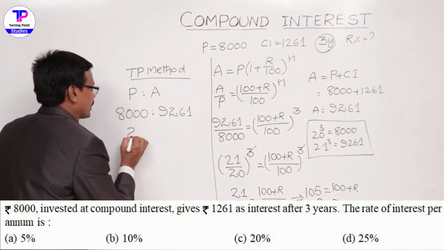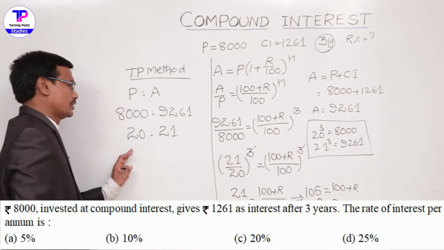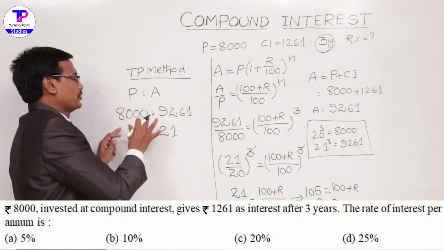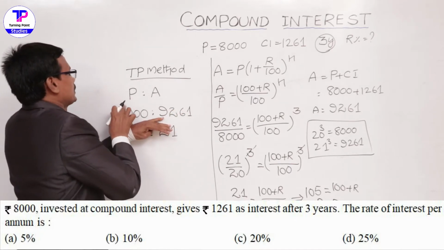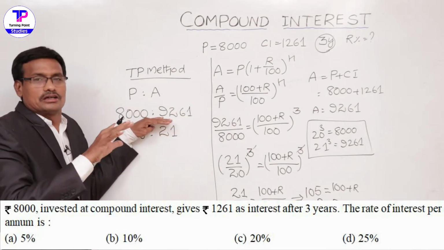So this is 20 cube, right? This is equal to 21 cube. That means 20 is to 21. Don't cancel. If you cancel, it's never possible. After cancellation, in 8,000 and 9261, is it possible to take the cancellation? No. In this case, what do we have to do?